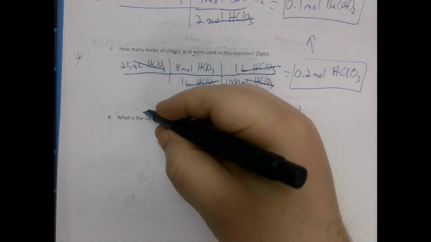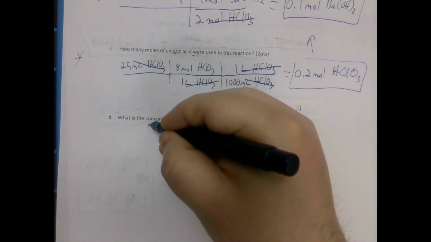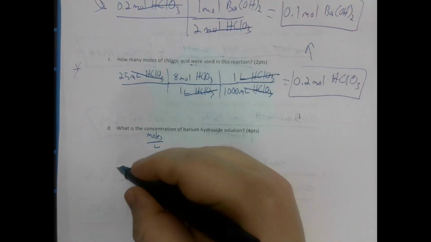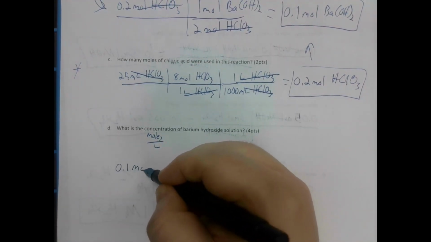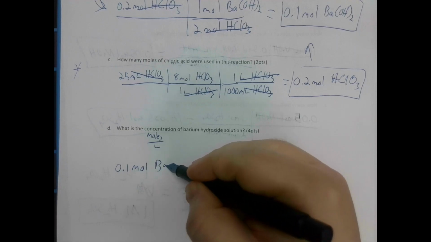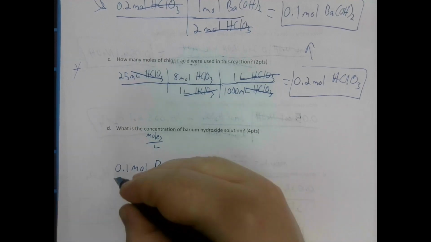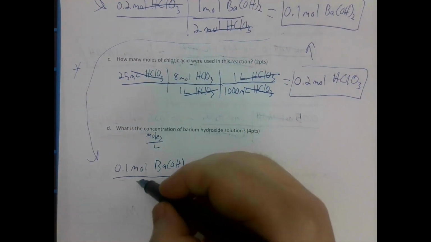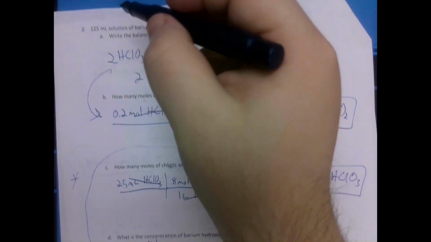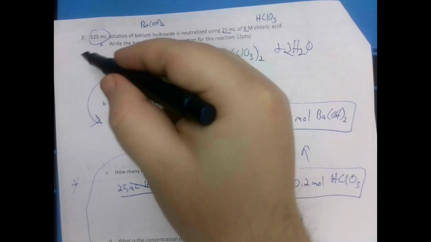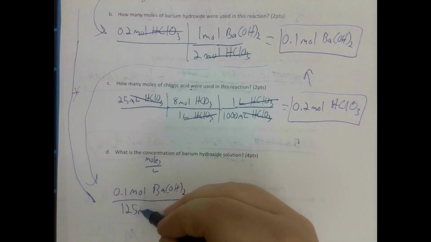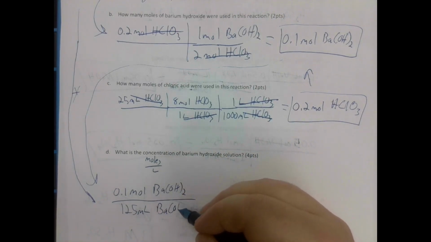So concentration, we'll do molarity, moles per liter. Let's start with what information we have. How many moles of barium hydroxide do we have? We have 0.1 moles of barium hydroxide, from this problem right here. And what's the volume? Volume is 125 right here. So all the way down, we have 125 milliliters of barium hydroxide.